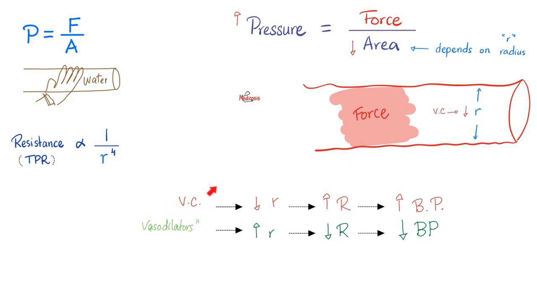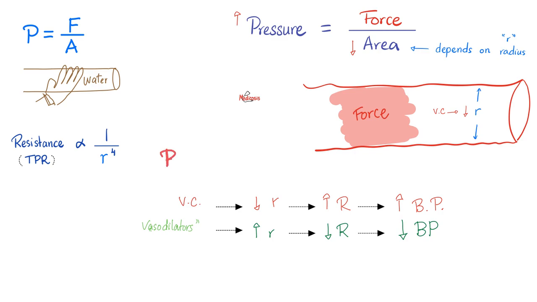So if you constrict your vessels, their radius will decrease. Okay, their diameter will decrease, of course. Resistance goes up. Blood pressure goes up. You know why? Because resistance and radius are inversely related. The small r is the radius. The big R is the resistance. When I vasoconstrict, radius goes down, resistance goes up. And when resistance goes up, blood pressure goes up. You know why?